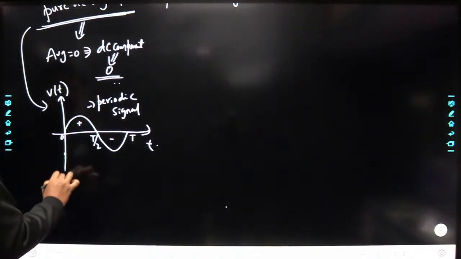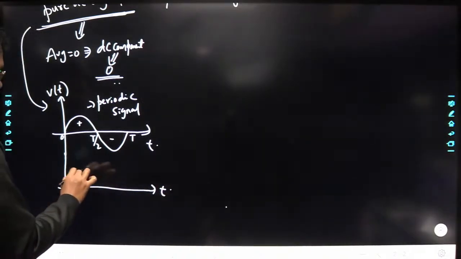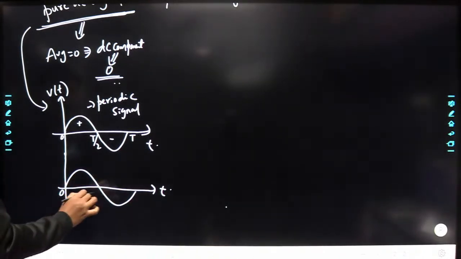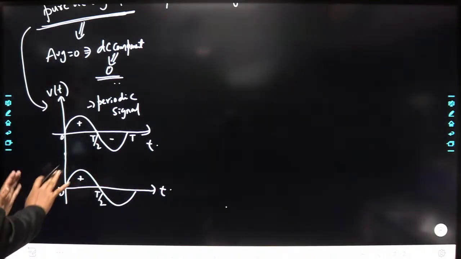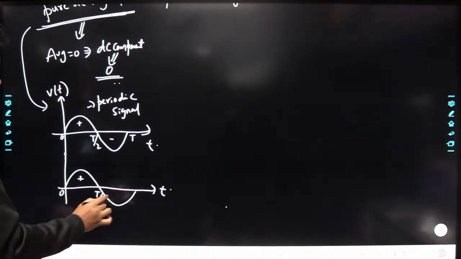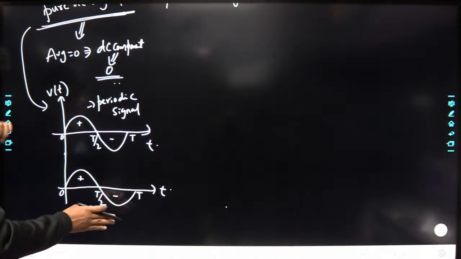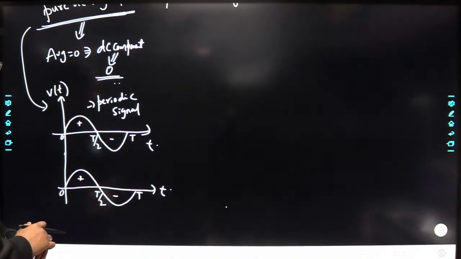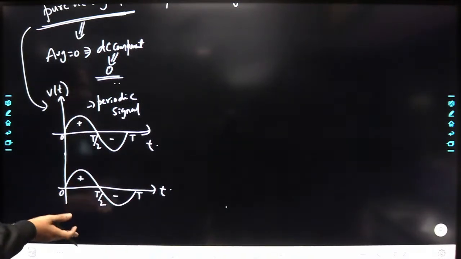Similarly, if you try to draw the current signal, what can you say for the current signal here? During the positive half cycle, the current flows in one direction, and during the next half cycle the direction of current flow changes. It flows in the opposite direction. It depends upon the polarity of the voltage signal.